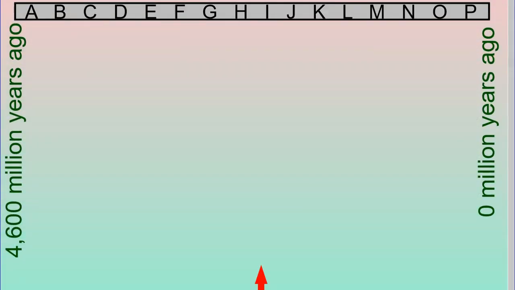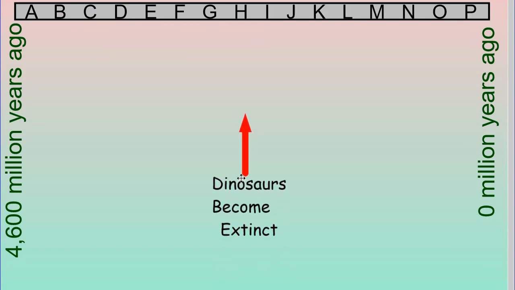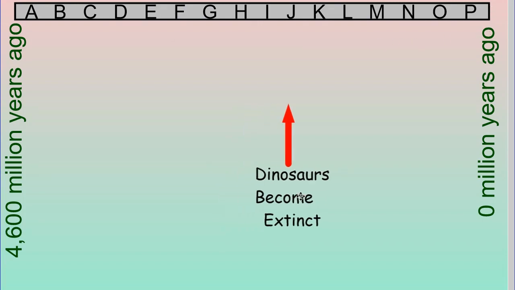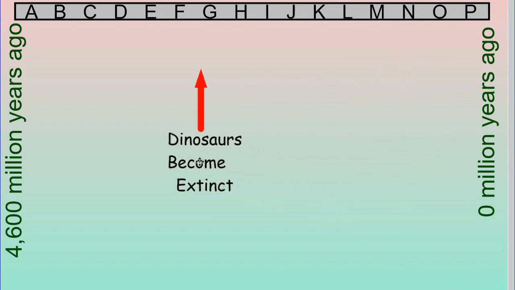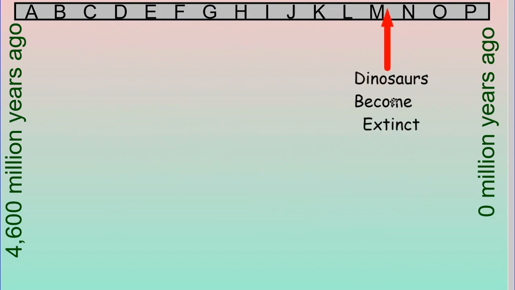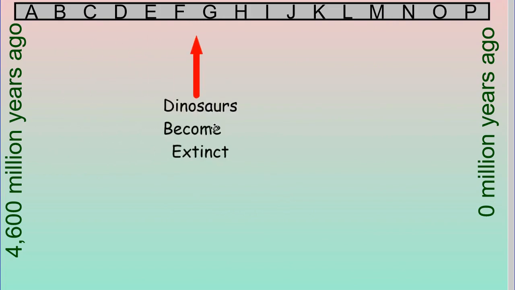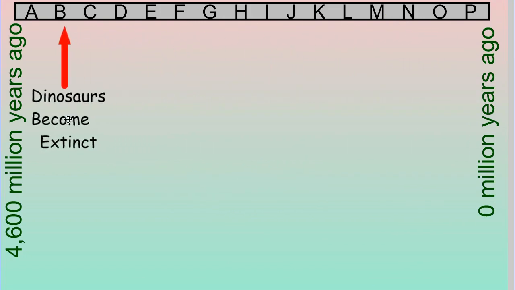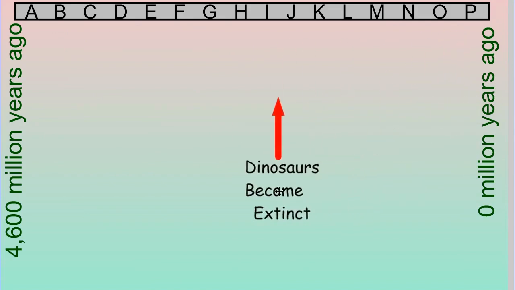A good example of a major event here on the Earth is when the dinosaurs became extinct. If the Earth started 4,600 million years ago, there's the beginning of the Earth. And here is today, 0 million years ago. Where do you think we should put this arrow for when the dinosaurs became extinct? Which letter would this arrow be closest to?